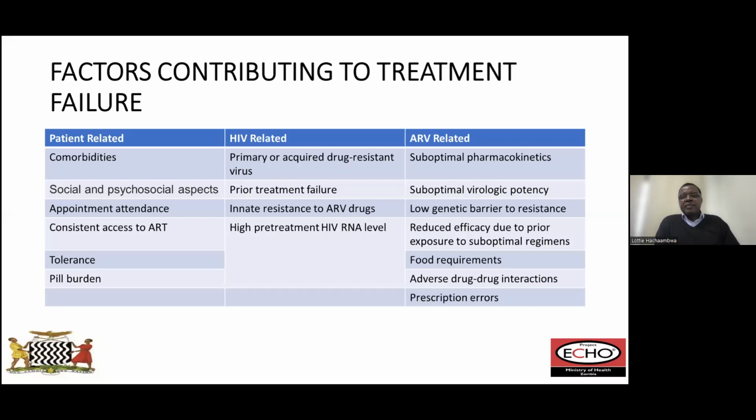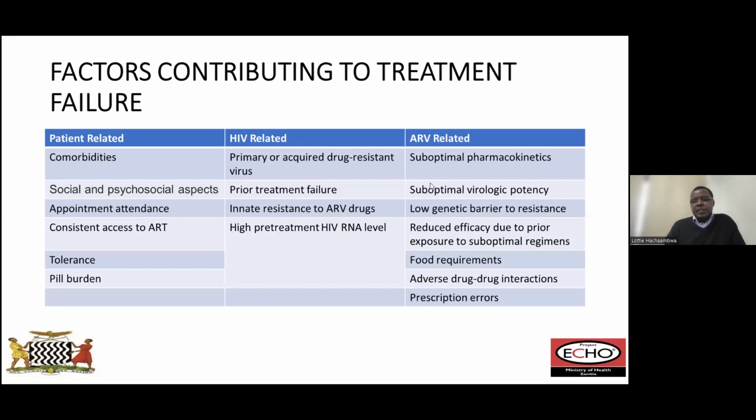And then drugs can also be divided into those that have a high genetic barrier to resistance and those that have a low genetic barrier to resistance. So drugs like lamivudine and emtricitabine only require one genetic mutation in order to become resistant. And then efavirenz and nevirapine, NNRTIs in general, also require just a few mutations in order to become resistant. Whereas second generation protease inhibitors such as darunavir require lots of mutations before they become resistant. Second generation integrase inhibitors, such as dolutegravir, also have a high genetic barrier to resistance. So the genetic barrier to resistance affects whether someone develops resistance or not.